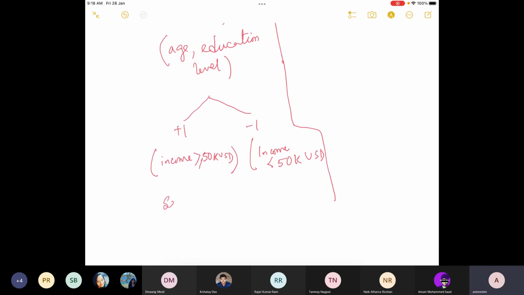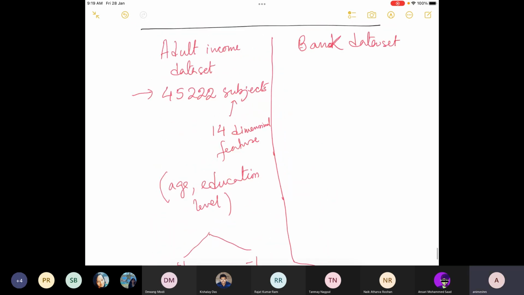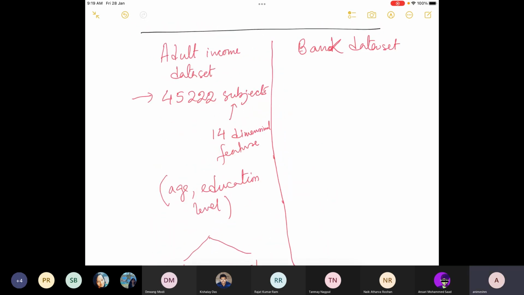Now, sensitive attribute. There are two sensitive attributes in this case, gender and race. Okay, one can do experiments with any one of them or both of them. Okay, so this is the first data set, the adult income data set.